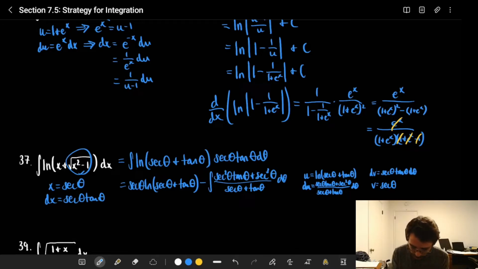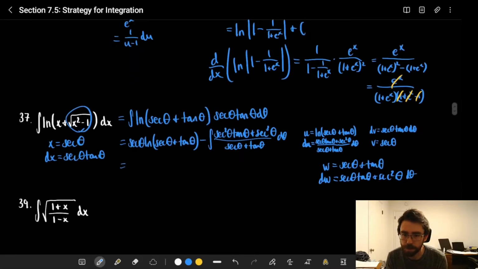I mean, maybe a u sub solves it. Maybe now you're like, okay, I'll do a w sub because I've used so many other variables. Pick the bottom. Right, dw would have been secant theta tangent theta plus secant squared theta. But that's basically the top, except the top has an extra factor of secant now. Can I make that work? Oof. Ugh. Maybe not.